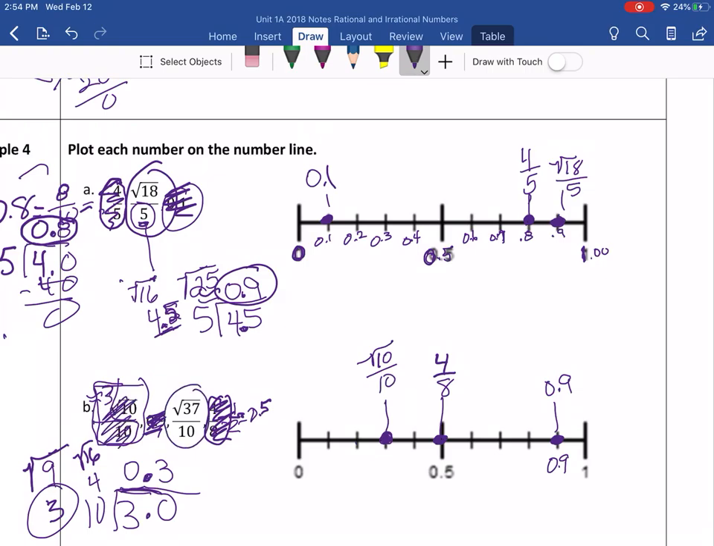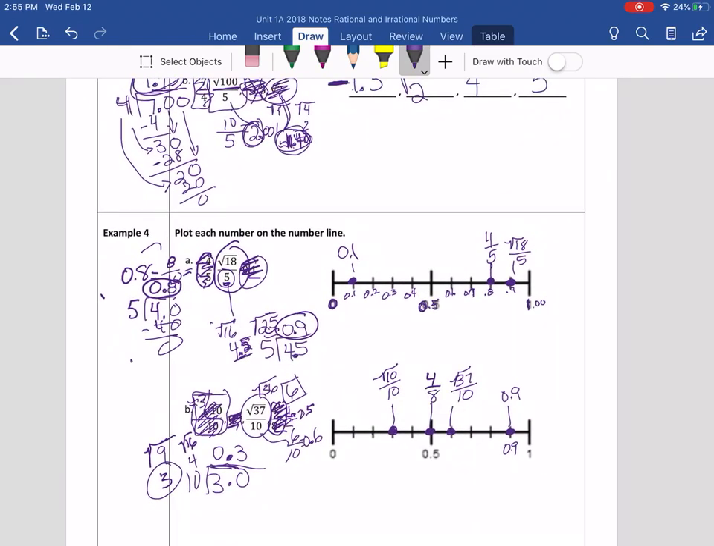Done with that one. Now that just leaves this one. The square root of 37 all over 10. Well, the square root of 37 is super close to the square root of 36, which would be 6, right? So 6 over 10 is the same as 6/10, 0.6. So we're going to go right here, 6/10, indicate our original, square root of 37 over 10. Ta-da, done.